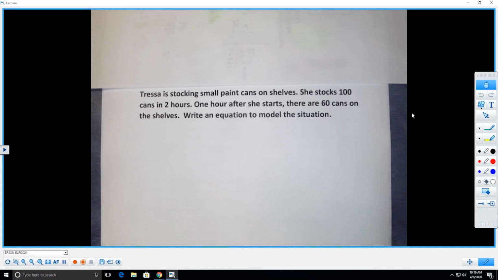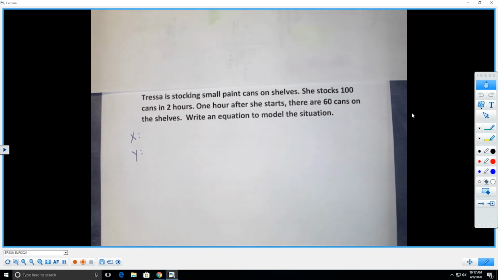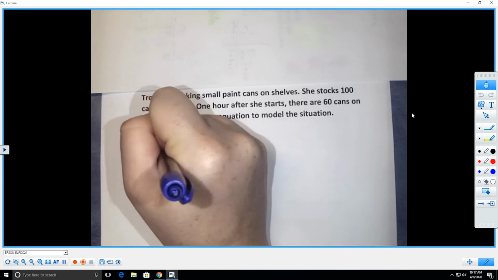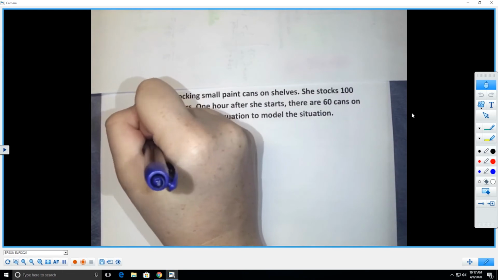Since we know we are trying to write an equation in the form of y equals mx plus b, let's see what our variables are. Let's define x and y. Take a moment to do that on your own. So the number of cans is a function of time. So we'll let y be the number of cans, and we'll let x be the time in hours.